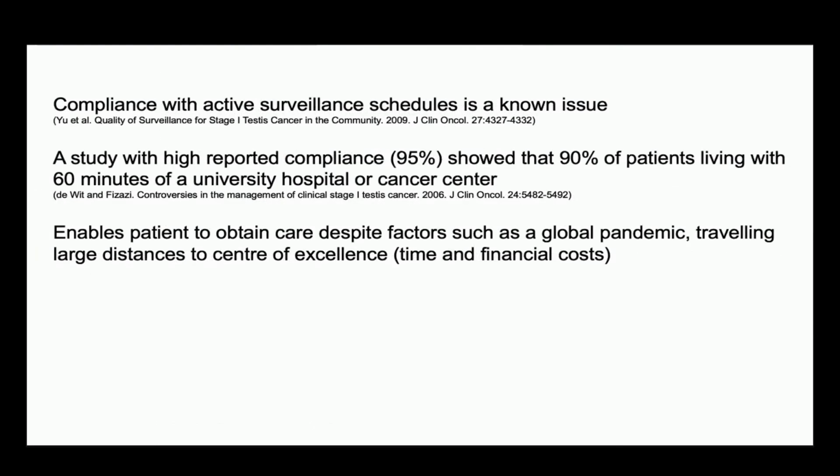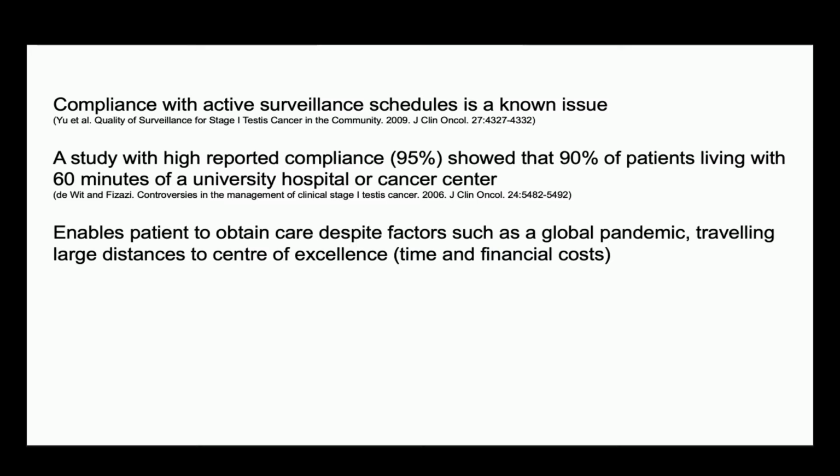So when I look at this study, and put it in context, we know compliance with active surveillance for testes cancer is difficult. That's partly because of the number of investigations that have to be done: blood work, imaging, appointments. And in those studies that reported high compliance, like this one from the Netherlands, the majority of patients actually live close to a university hospital or cancer center.